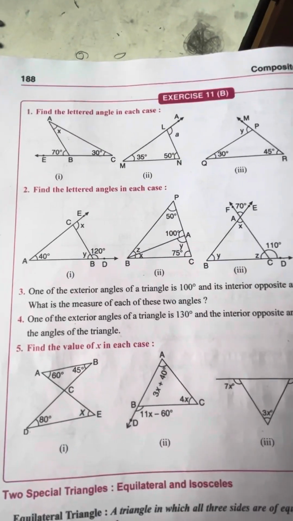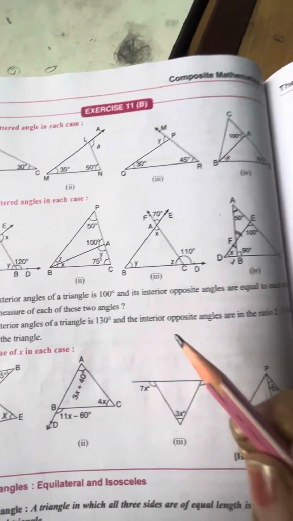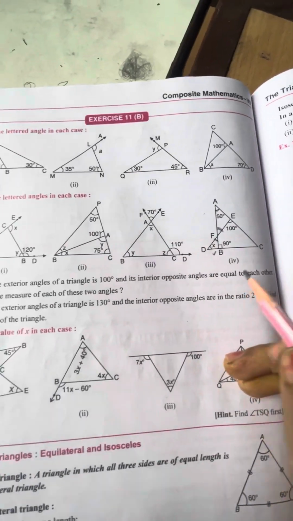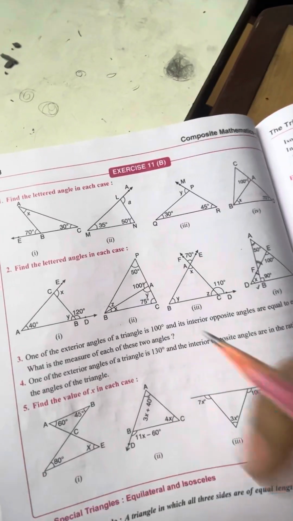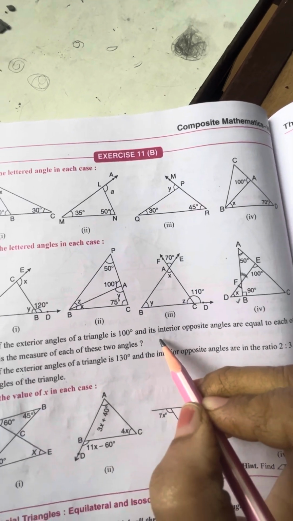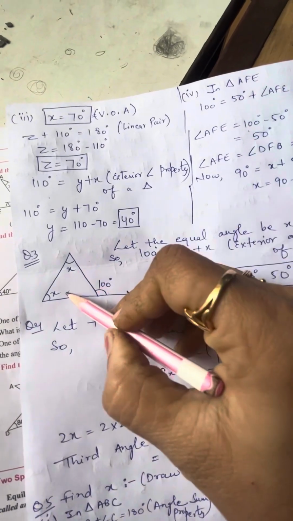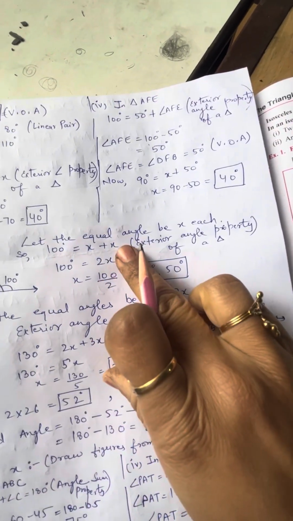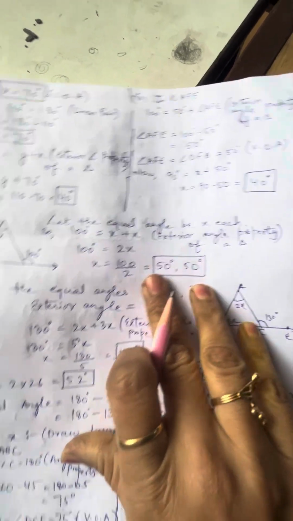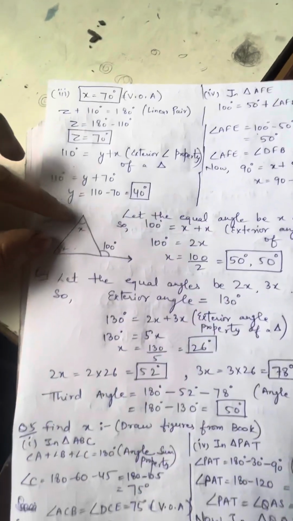Okay. Then question number 3. One of the exterior angles is 100. Two interior angles are equal to each other. Okay, so you can see this is the figure. Question number 3. Exterior angle 100 equals, so 100 is equal to x plus x, 2x, then divided by 2, means each angle is of 50 degrees.